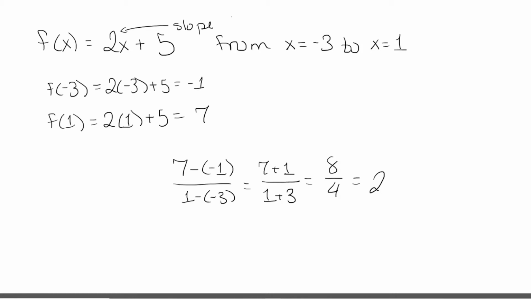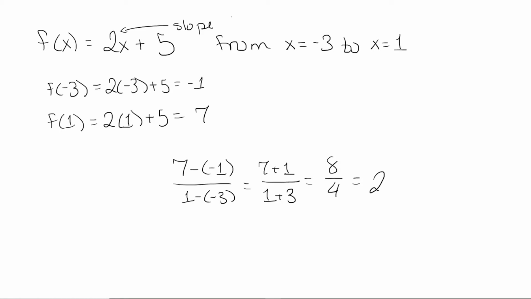And this will always be true. The average rate of change for a line is the slope. The average rate of change is just a way to generalize the idea of slope to more complicated functions.